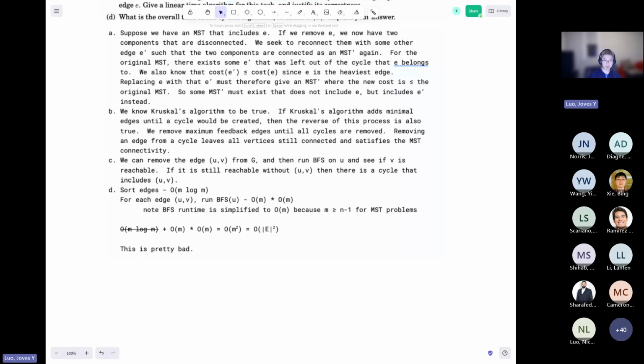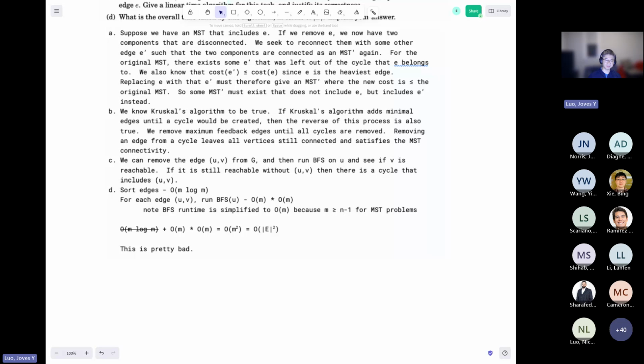And that dominates your sorting of edges, which used to be the part that makes Kruskal's and Prim's their runtime. But now we have dominated that part of the runtime, and we end up with O of m squared, which is equivalent to O of magnitude of E squared.